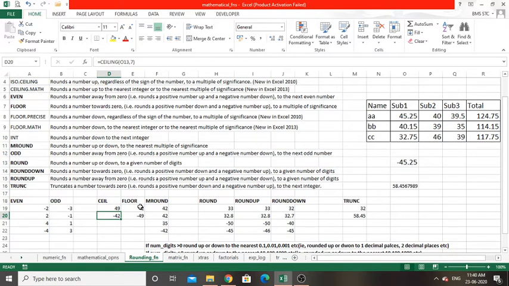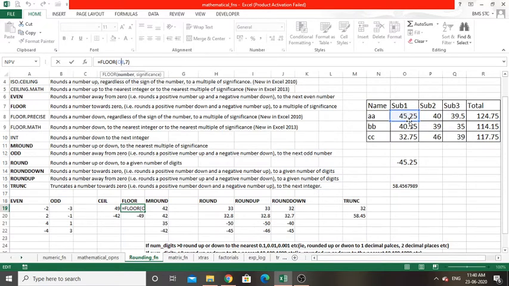The next one is floor. The floor function rounds down, just the opposite of ceil. It also has two arguments: the first one is the number and the second argument is significance, like the ceil function. But the floor function will always round down. Let's see our example.